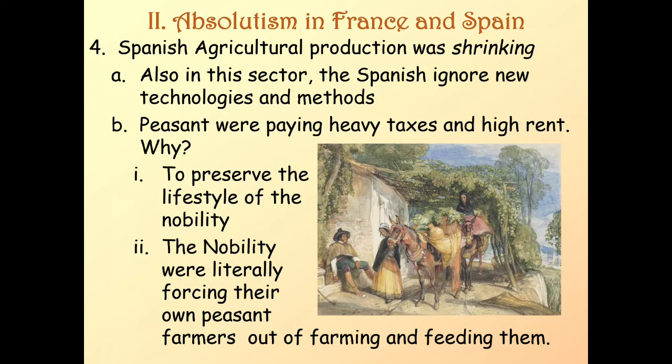Spanish agricultural production was also shrinking. Also in this sector, the Spanish ignored new technologies and new methods. Peasants were paying heavy taxes and high rent. Why? Well, to preserve the lifestyle of the nobility. The nobility were literally forcing their own peasant farmers out of farming and out of feeding them.